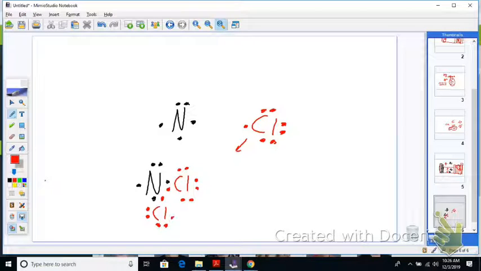Kind of like puzzle pieces. Nitrogen has 7, needs 1 more. It'll come over here. You keep doing that until everything has its 8. Does everything have its 8? You bet. You bet. And then that's sharing.